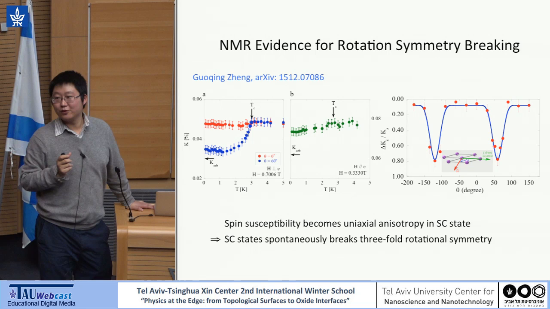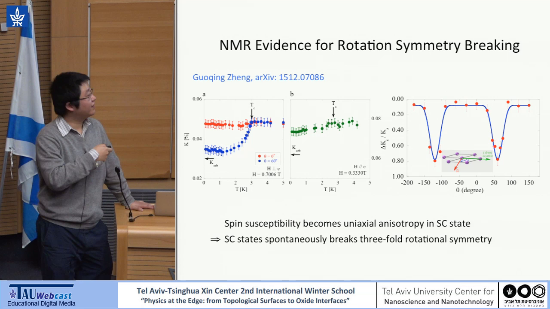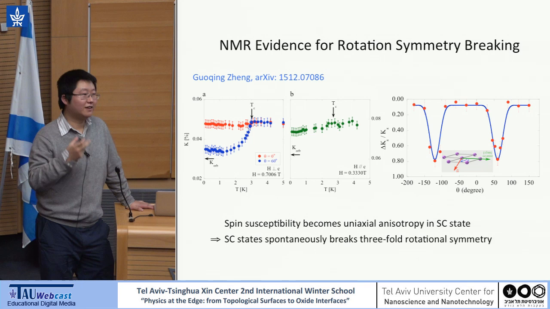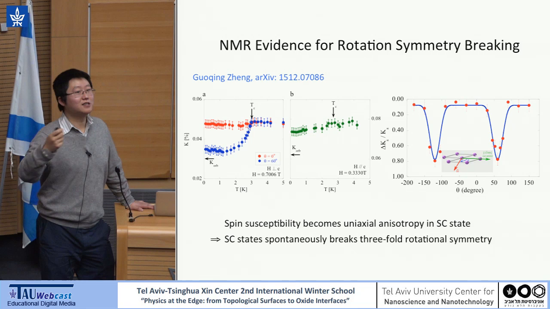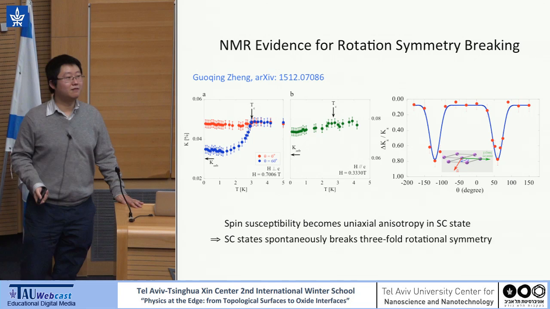But this is actually a very important open question. So what really pins the nematic order parameter? In theory, we can deal with it in a phenomenological way by introducing a symmetry breaking field. But microscopically, what is pinning the order parameter? I think that's a very important open question.